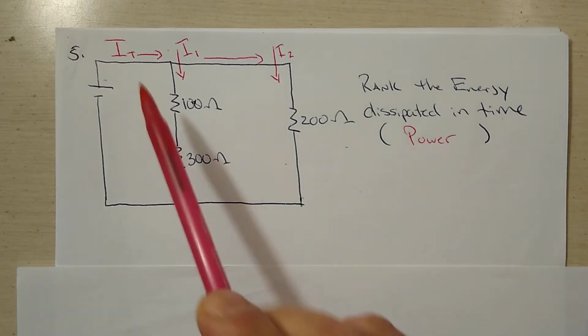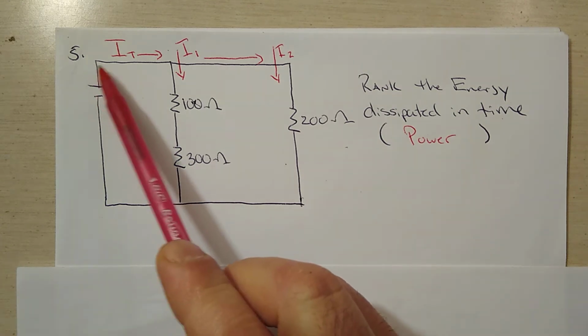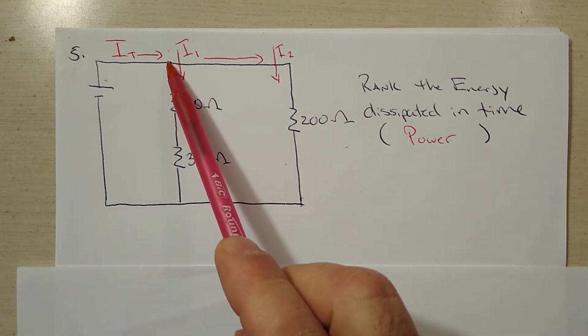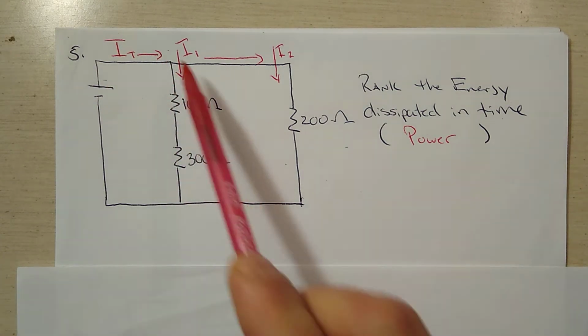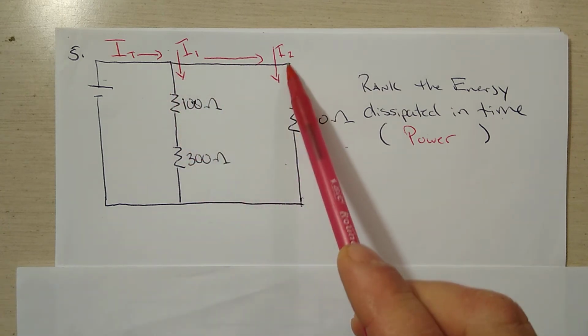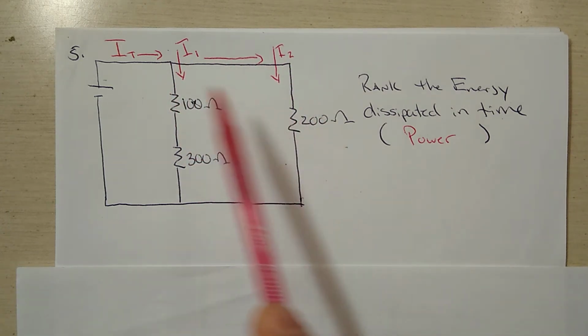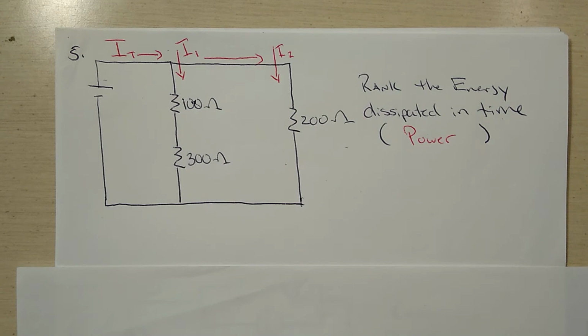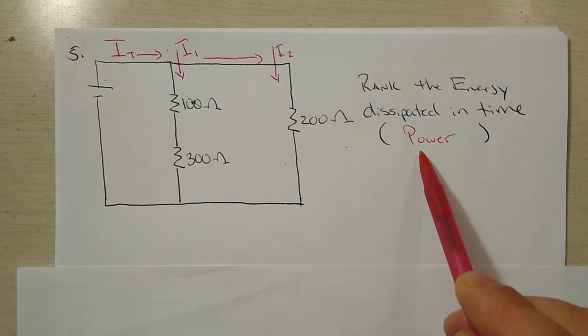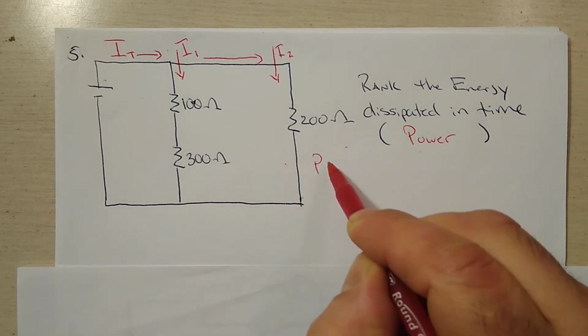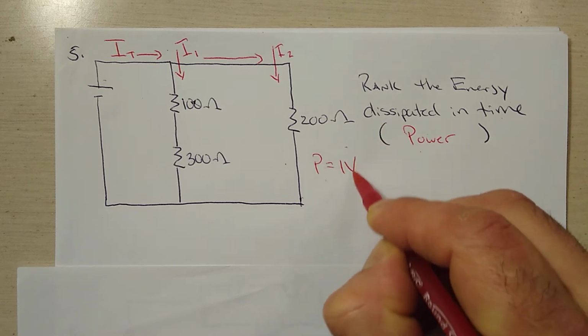So we have a certain amount of total current that leaves the battery, and it comes to this point where some of it splits down this branch, and the rest of it goes down this branch, and of course these two are in parallel with one another. So how can we tell how much current is going down each branch, and why do we want to know that? Well, we're trying to rank the power, and one power formula is IV.